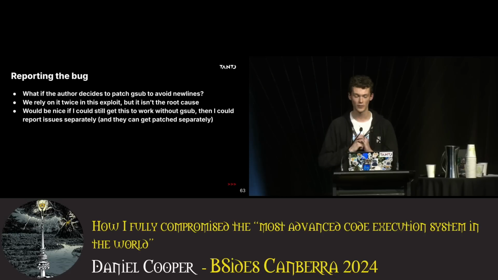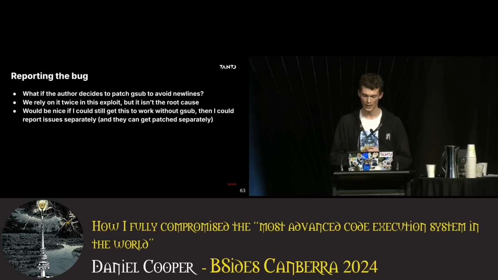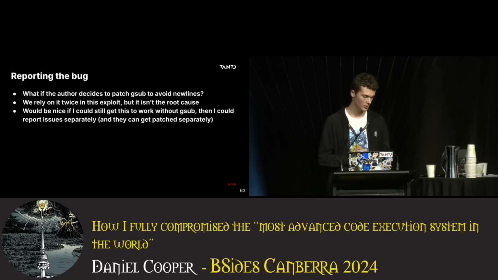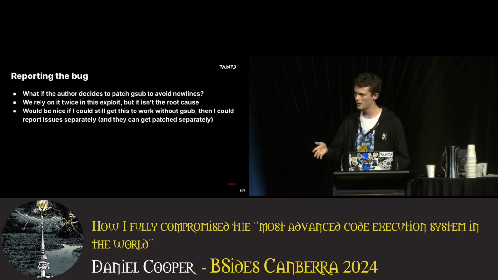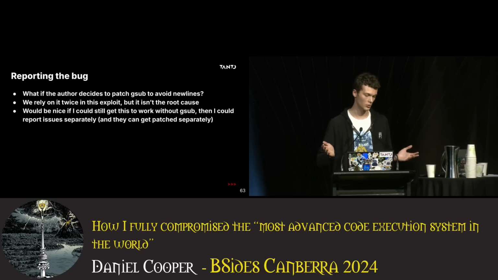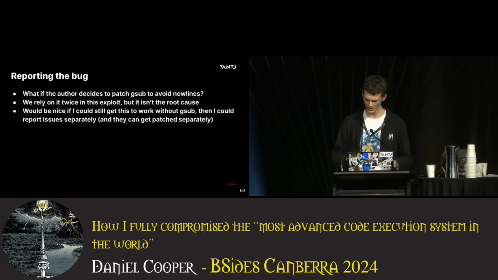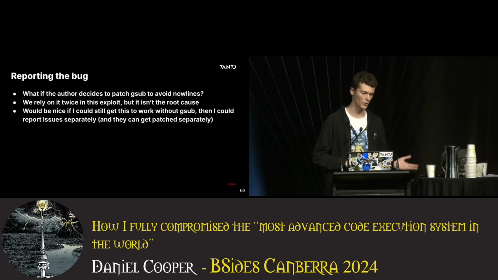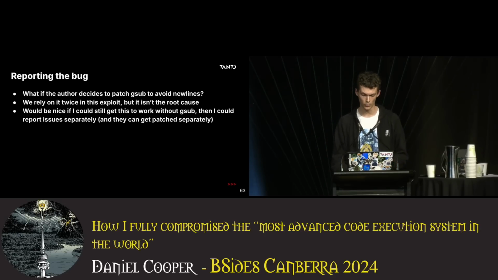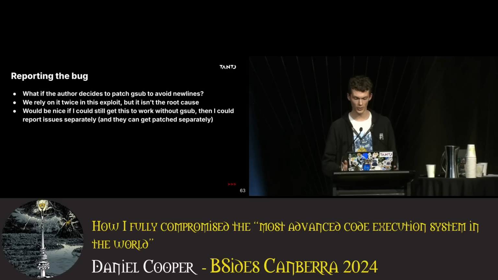I decided at this point I need to report this. However, what if the author of Judge Zero just decides, okay, this person added in a couple of new lines and managed to exploit my system? What if I just add a new line to the gsub thing and then fix it? This isn't the root cause. The root cause is that we are writing to a symlink. So I thought it would be better if I made an exploit that worked without abusing the new line primitive, the new line exploit. Then I could report the issue separately.